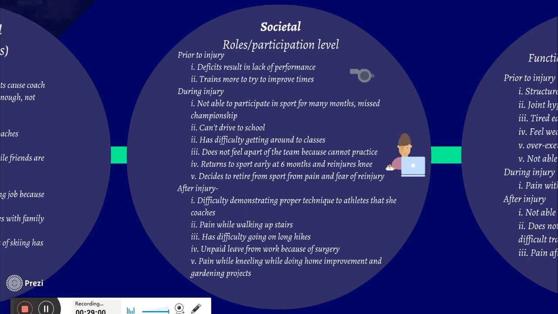Maybe as a ski coach, she's re-injured her knee a few times, or she's in pain every day, so she had to take unpaid leave from work because of surgery. And then also maybe she has some pain while she's kneeling and doing home improvement and gardening projects, so she has trouble doing those things that she wants to do and needs to do for her house and her family.